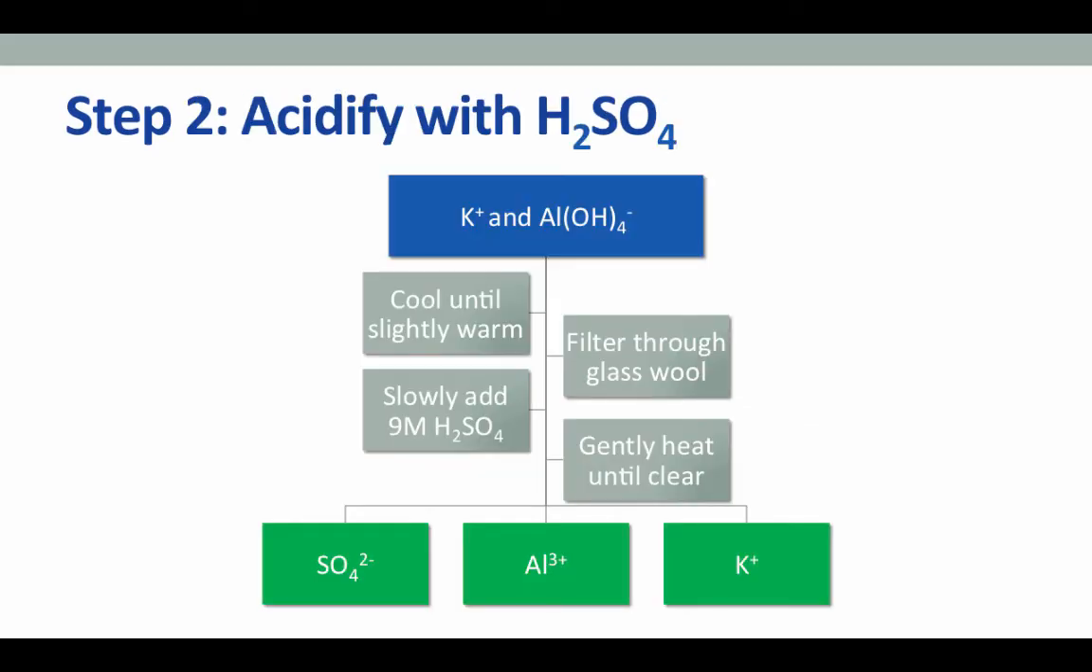You will next allow that solution to cool slightly and then filter it through glass wool to remove any non-dissolved particles. These could be remnants of plastic backing if we used the soda can, or other insoluble impurities in the aluminum foil.